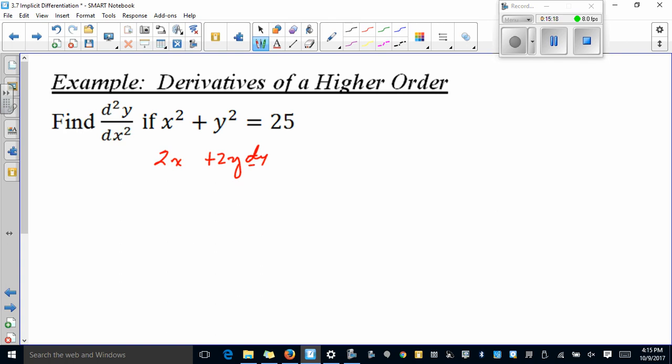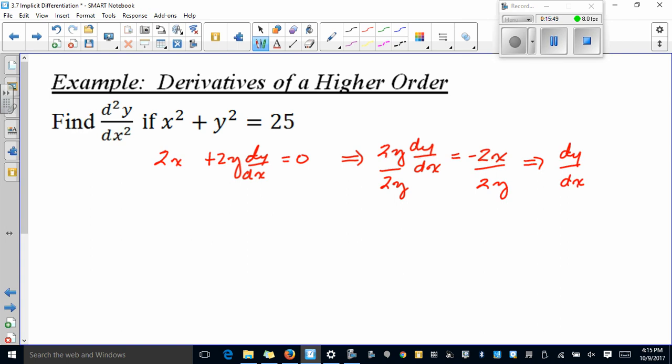We do have to go through the process of solving for dy/dx. So I'm going to get 2y dy/dx is equal to negative 2x. Subtract the 2x on both sides. Divide by 2y. And we get dy/dx is equal to negative x over y. Anytime you have a circle centered at the origin, you can get negative x over y as your derivative.